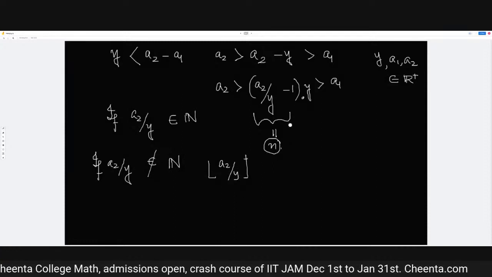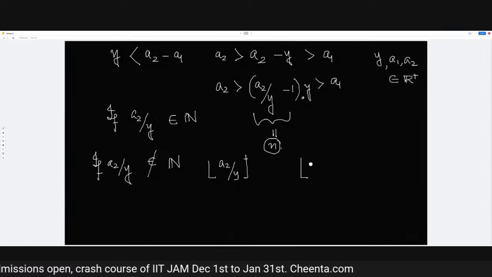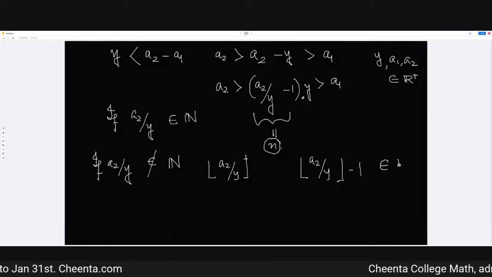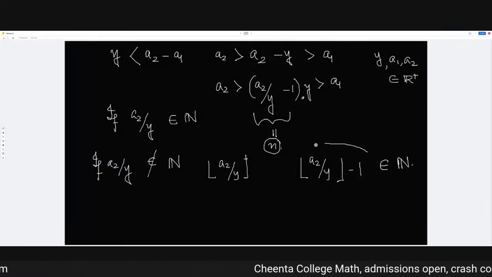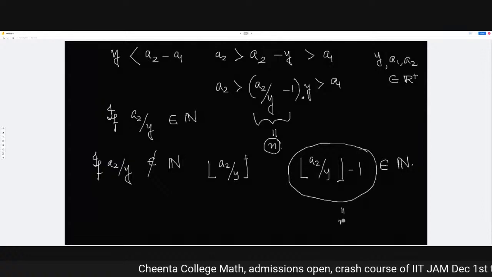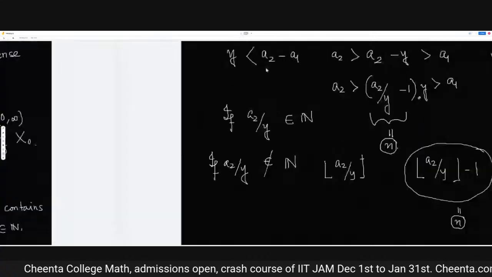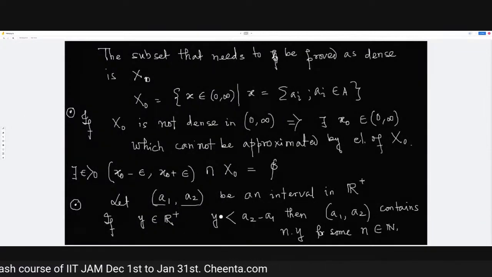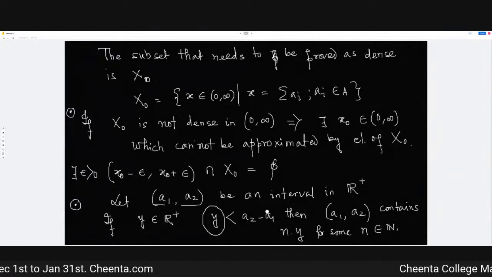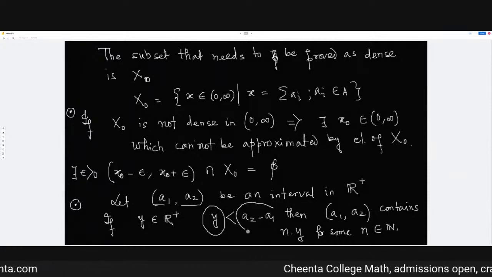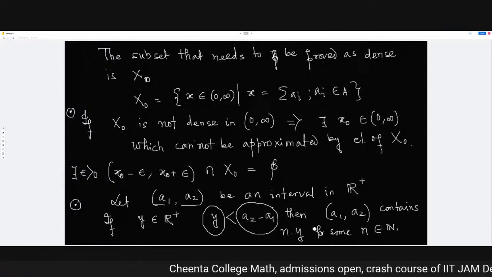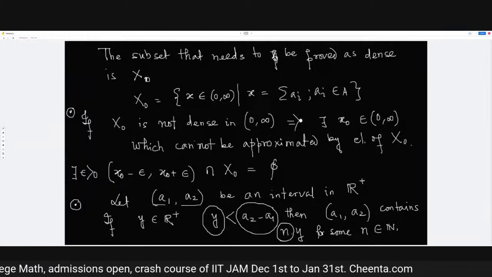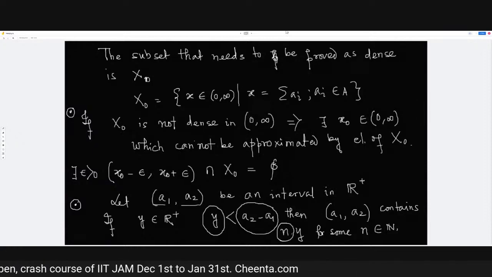So if you choose the floor function, then this floor of a2 by y minus 1 will be the number that is in n, and this is the number that you will choose as your n. So that means what? That provided any interval, if there exists a y such that y is less than a2 minus a1 always, then you can find a natural number n such that n into y falls inside the interval.